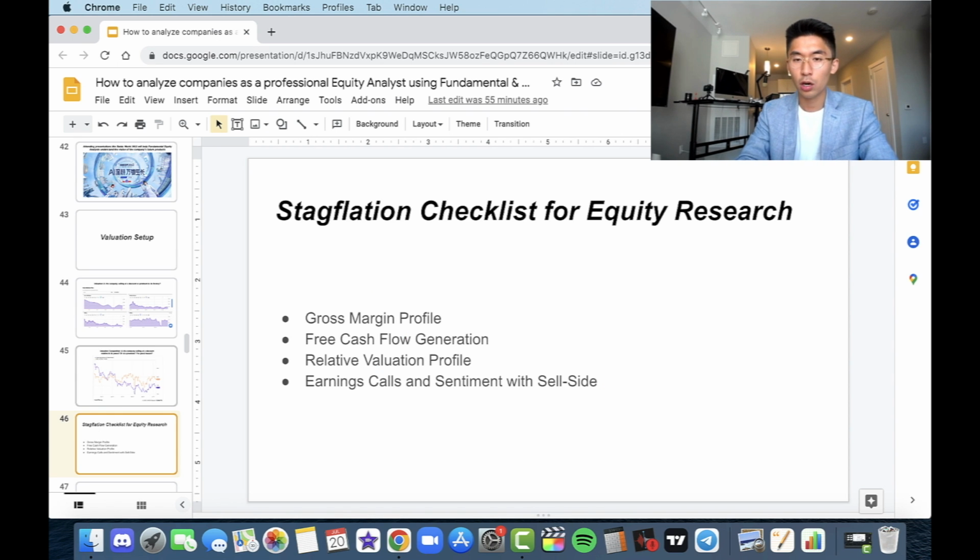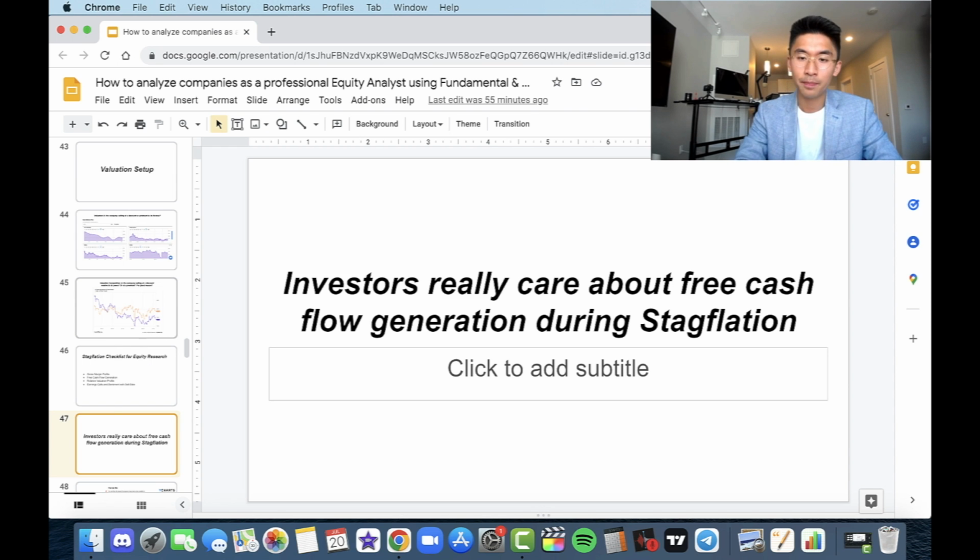And then in terms of my checklist for stagflation, for equity research, here are other items that I look at. I look at the gross margin profile. I look at the free cash flow generation. I look at the relative valuation profile, and then I look at the earnings calls and sentiment with the sell side. Some of these items I've already discussed, but personally, I think that we are in stagflation. For that reason, I believe investors really care about free cash flow generation. This is one of the most important metrics to analyze because we're in a stagflationary environment.